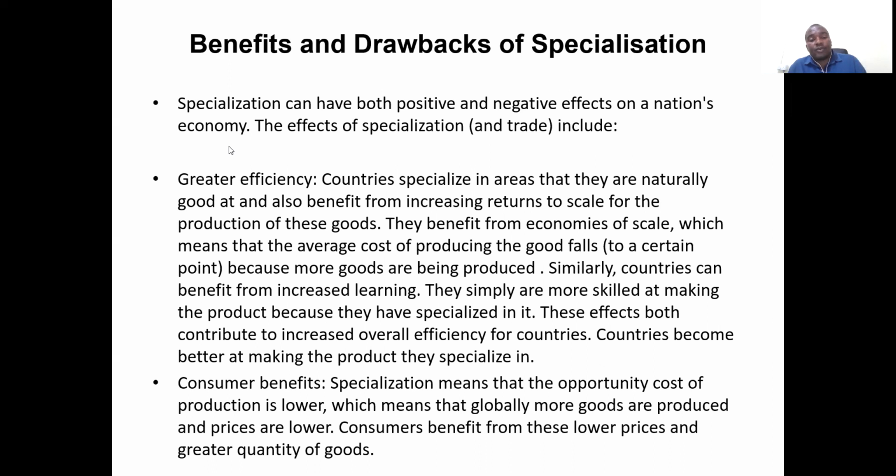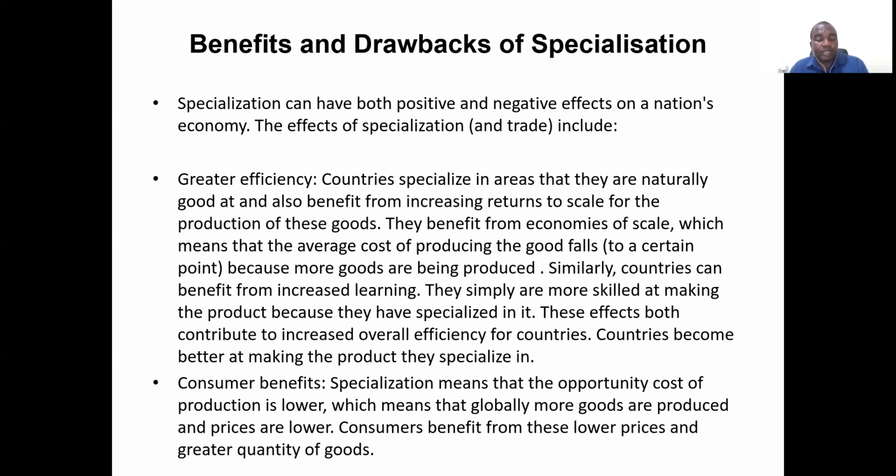Specialization has got both pros and cons. It has merits and demerits. We'll start with the merits. It normally leads to greater efficiency because as a country specializes in particular commodities and industries, it achieves economies of scale, thereby being able to reduce average cost dynamically with the passage of time. So there is greater efficiency in the production of goods and services.